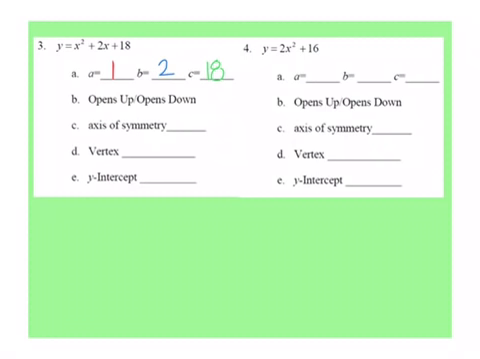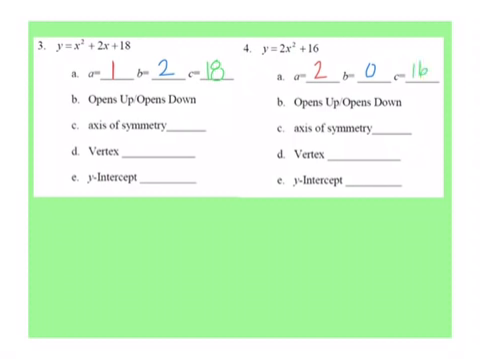Looking at example number 4, I have y equals 2x squared plus 16. So again, a is going to be the number with the x squareds. Well, there's a 2 there. B is the number with the x's. I don't have any x's in there, so the number would be a 0. And then our constant, the one with no variable, is going to be 16.